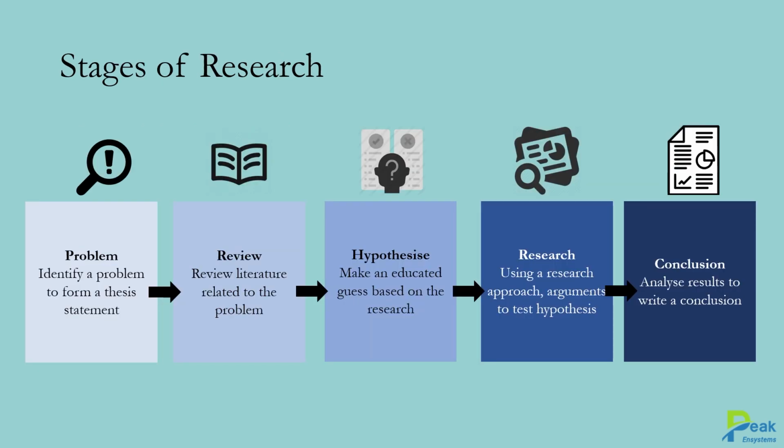Firstly, let's look at the stages of conducting research. One should start off with the problem identification and form a thesis statement, which is essentially a sentence expressing a concise summary of the main idea of a research paper or essay. Secondly, include a literature review of relevant papers related to the research topic. Thirdly, based on the literature review, hypothesize to make an educated guess answering the research questions. Then go ahead and conduct research to present arguments and test your hypothesis. Lastly, conclude by analyzing the results.